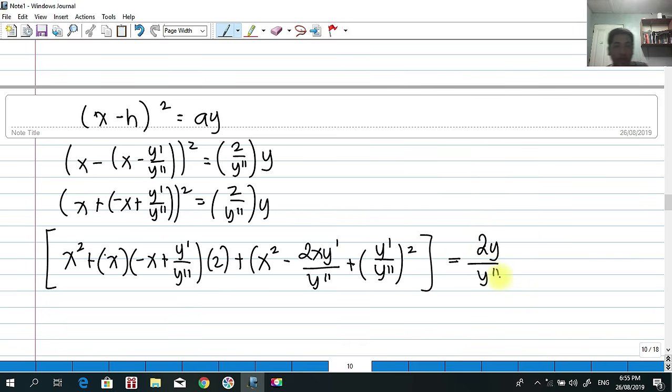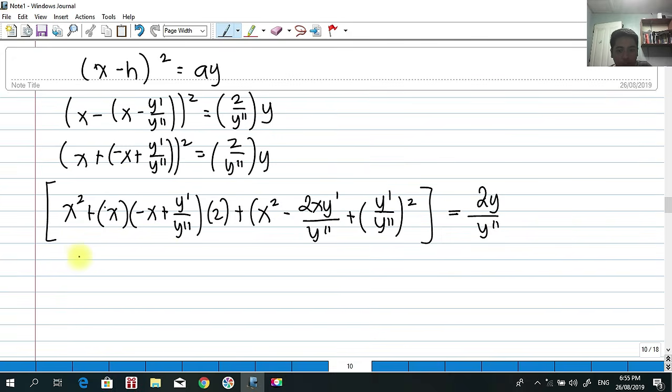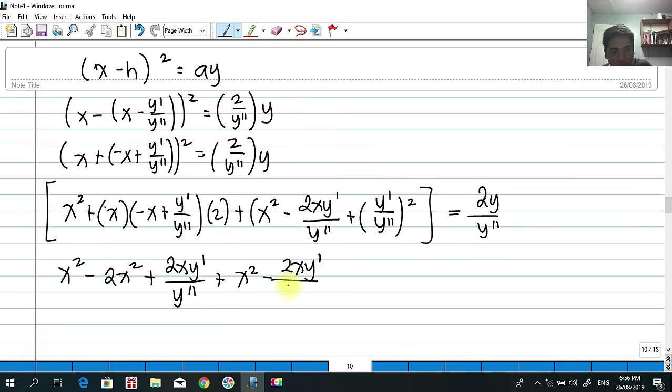over y double prime here. So as you can see, upon simplifying this, what will happen is that we have x squared minus what? We have minus 2x squared because 2 times x is 2x. Distribute the 2x, negative 2x squared. And then we have plus 2x y prime over y double prime plus x squared minus 2xy prime over y double prime plus the y prime over y double prime squared is equals to 2y y double prime.